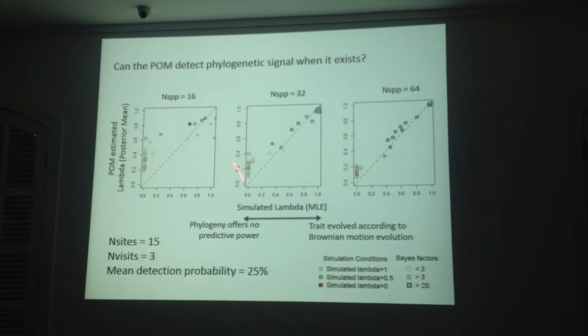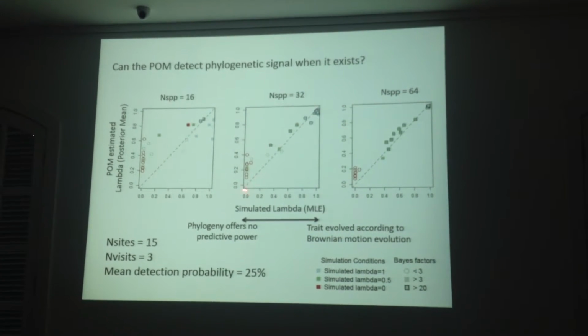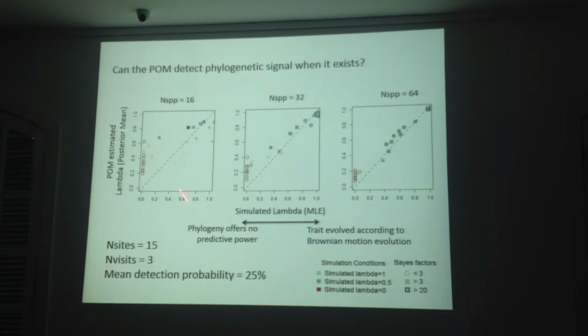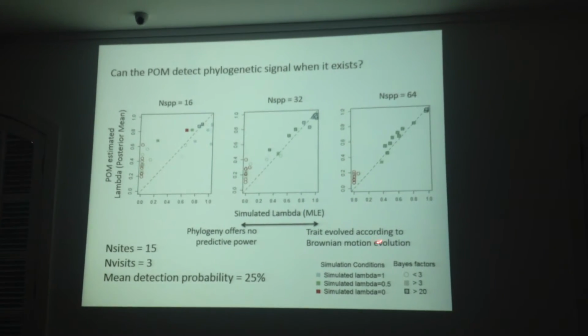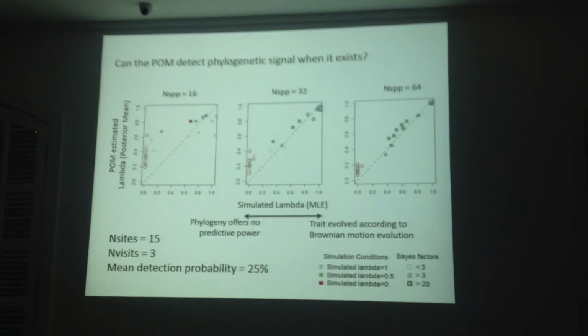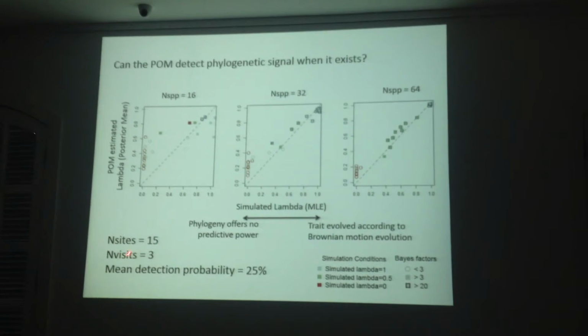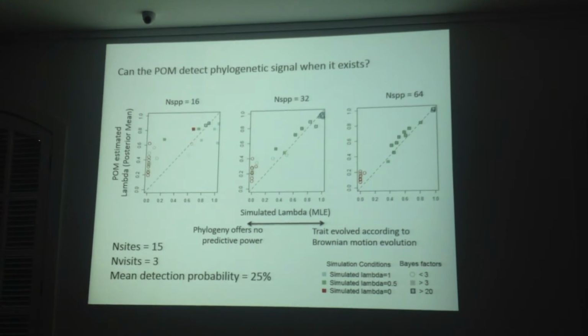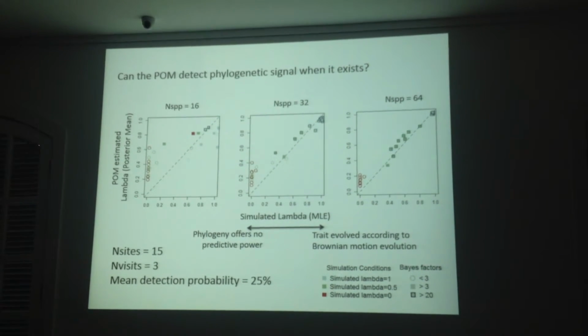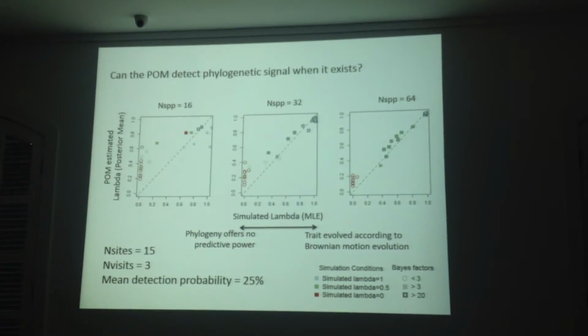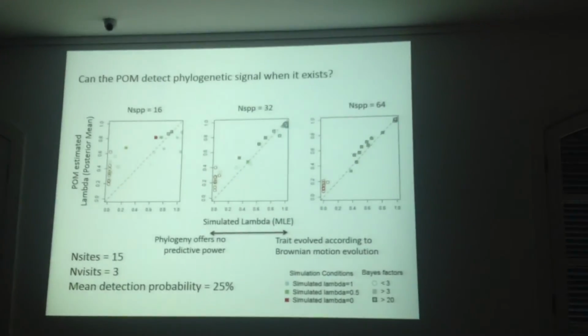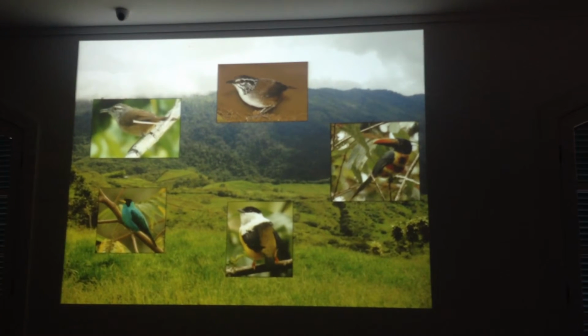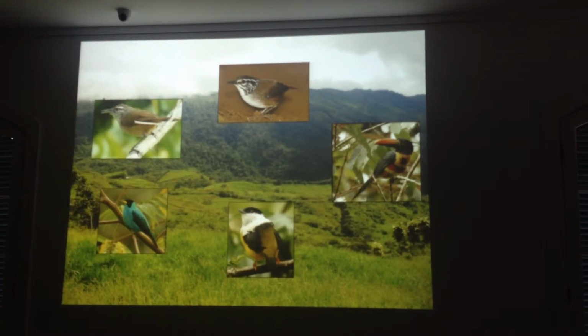So what you see here, as long as you have 32 or 64 species, the occupancy model does a pretty good job of recapitulating the lambda value that you simulated, which is good. And this is with a mean detection probability that is set at only 25% and three site visits. So this is good. But what can we actually use this model for in terms of thinking about real data?